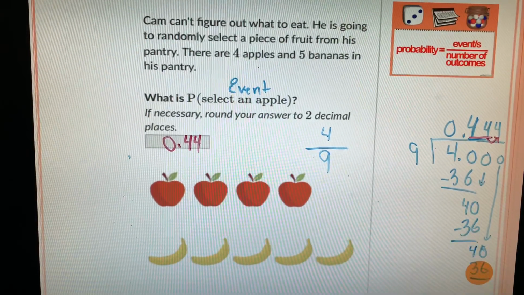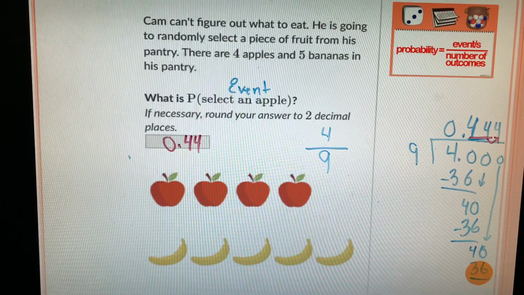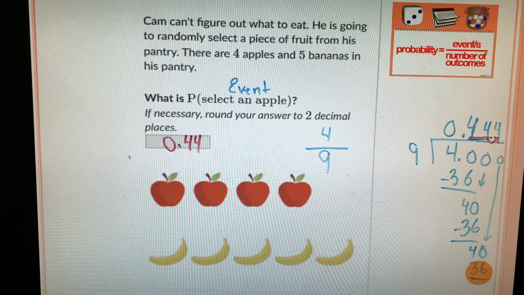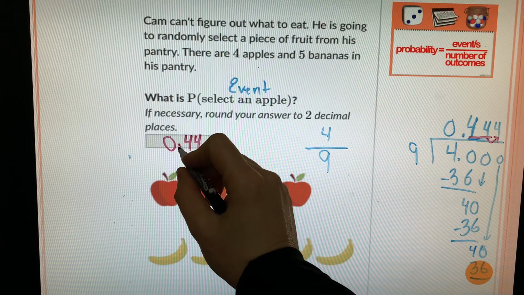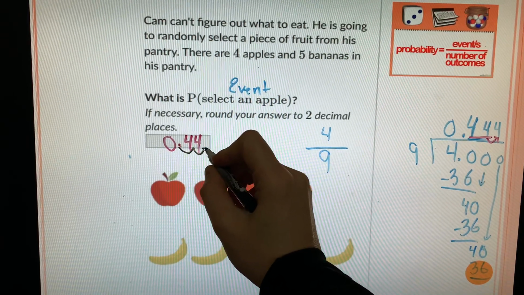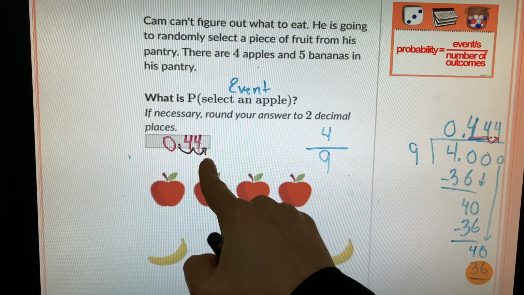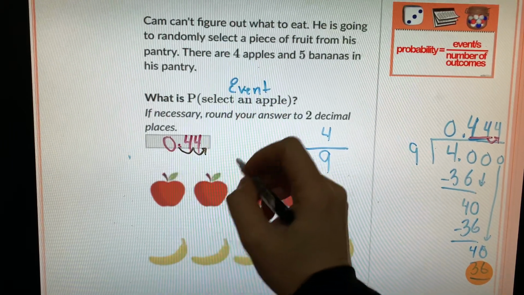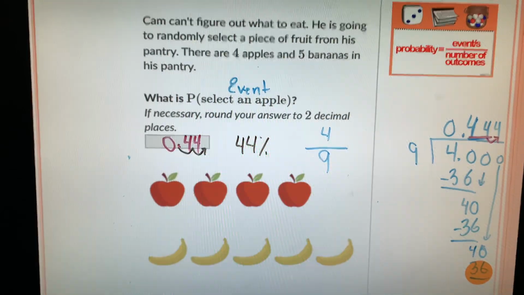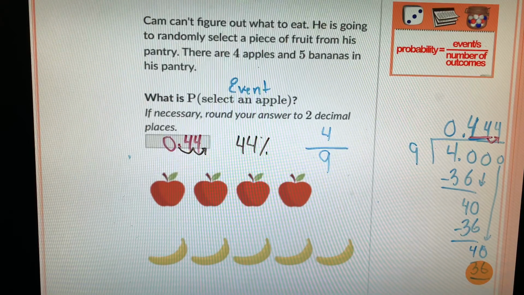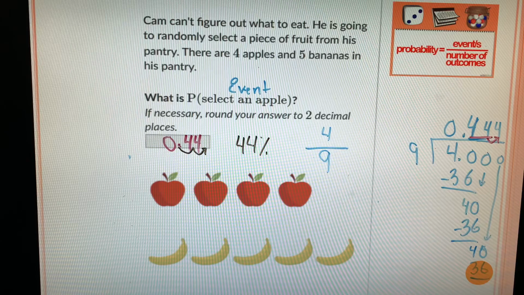Now I have my fraction form and my decimal form. What will be the percent form of this? To get the percent form, remember that all I have to do is move my decimal 2 places to the right. So the decimal is going to come here in front of that 4. I'm going to drop the 0 because I don't need it. So my percent form will be 44%. So there is a 44% chance that I can get an apple. As a decimal form, 44 hundredths, and as a fraction form, 4 out of 9 chances of getting the apple.